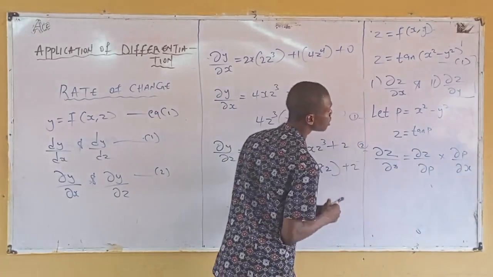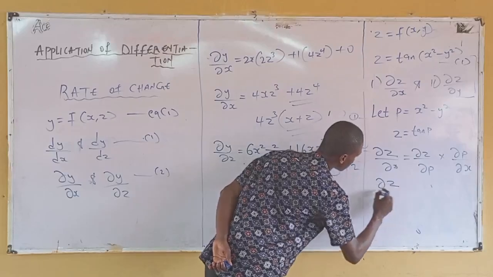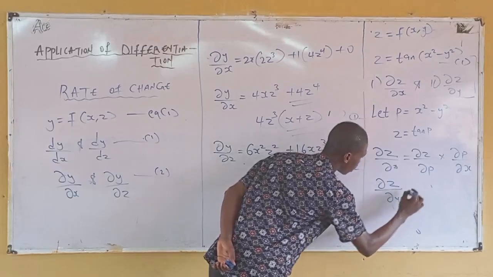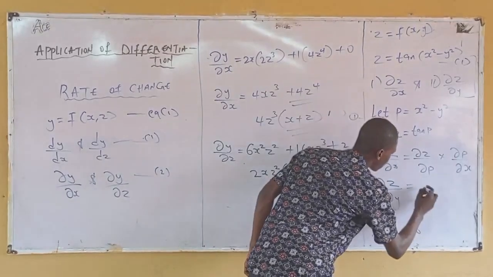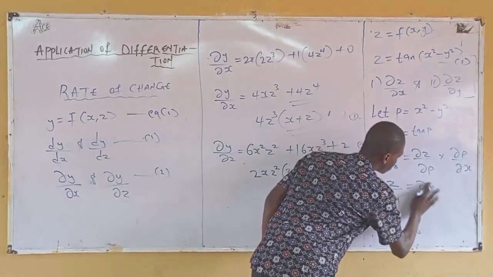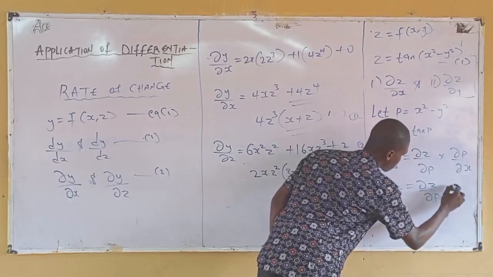Let's write the formula for the second derivative too. The partial derivative of z with respect to y. That will be what? The partial derivative of z with respect to P times the partial derivative of P with respect to y.